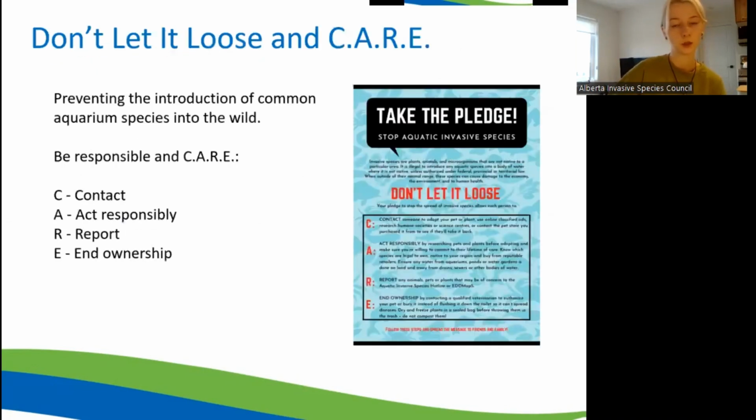So the CARE acronym is used in our Don't Let It Loose program. It stands for contact, act responsibly, report, and end ownership. And this outlines the key messages for our Don't Let It Loose program. Retailers can assist with these steps by being a reliable contact and accepting surrendered pets when that is feasible. And they can also inform customers about how to be responsible pet owners.